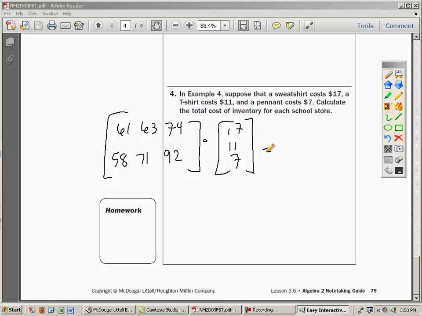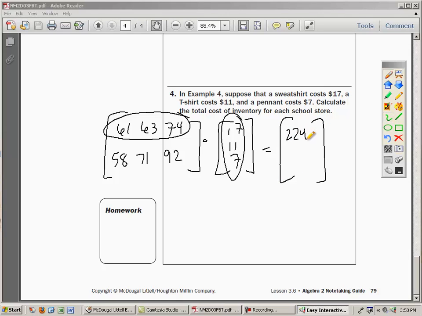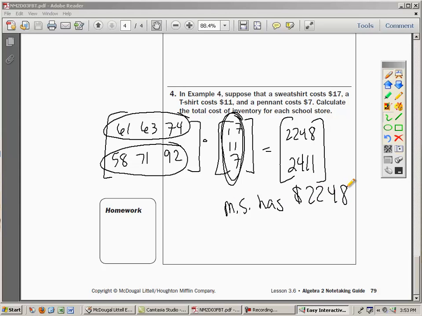I'm not going to go through all the math on that, but effectively we multiply this row by this column and add the results. And you should get a total inventory of 2248 for the middle school. And then for the high school, we do each entry there times each entry there, and that gives us the total inventory, which is 2411. So that says the middle school has roughly $22,048 in inventory, and the high school has $24,048.